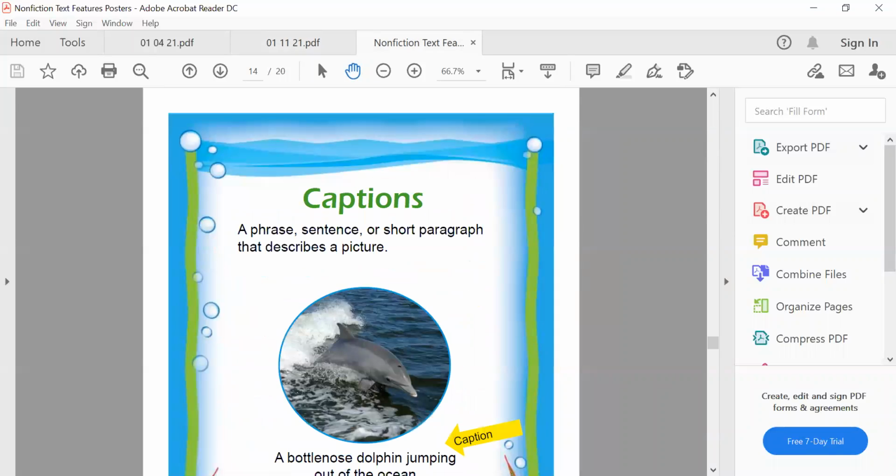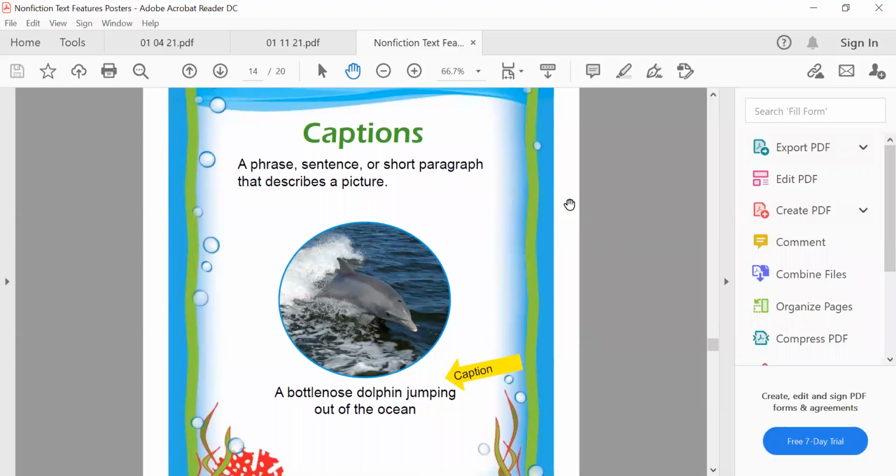Next, let's look at captions. A caption is a phrase, sentence, or short paragraph that describes a picture. Here we have an example of a caption. They are often found underneath the picture.